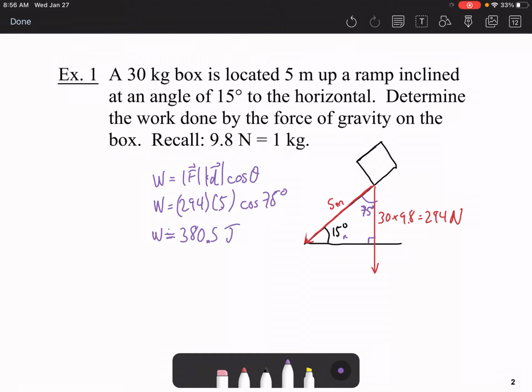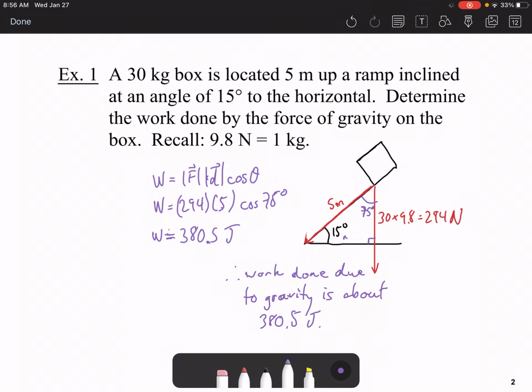approximately, but not exactly. So the work done due to gravity is about 380.5 joules of energy. Okay.